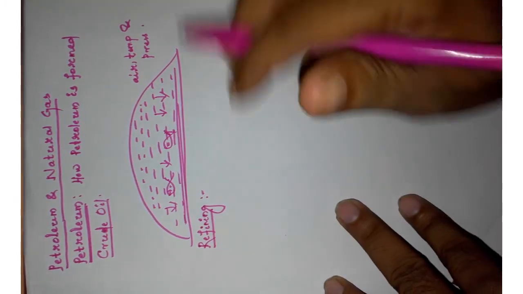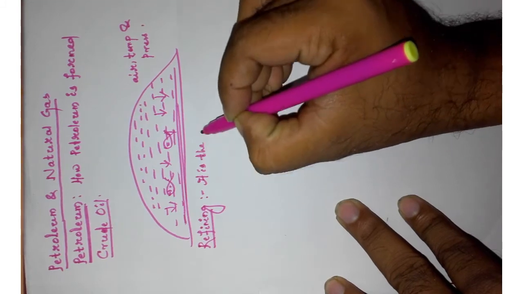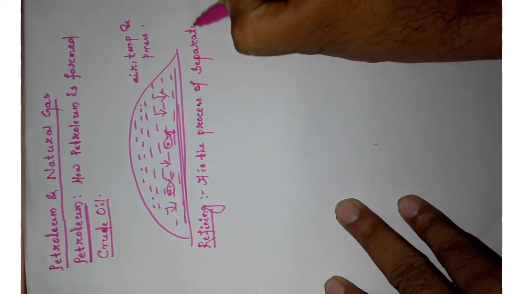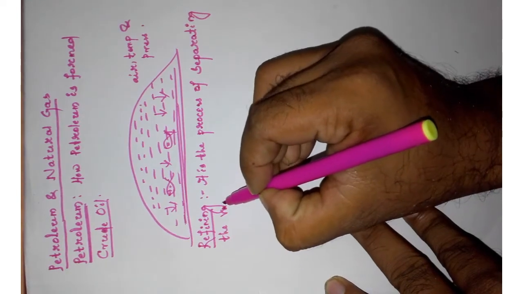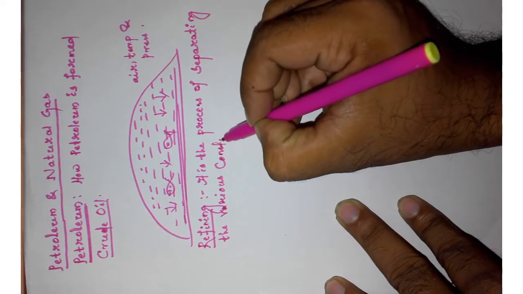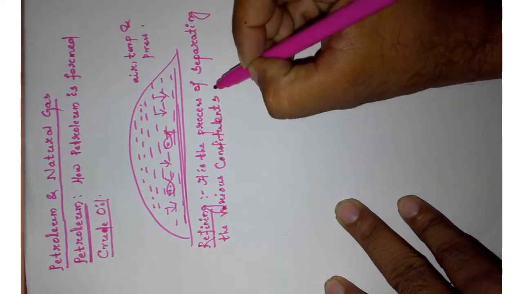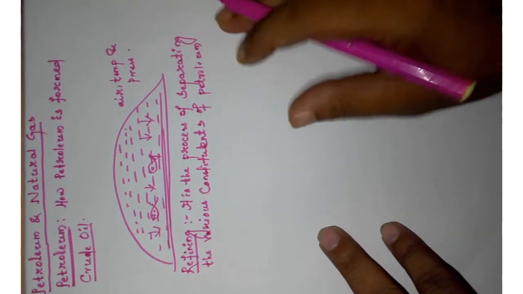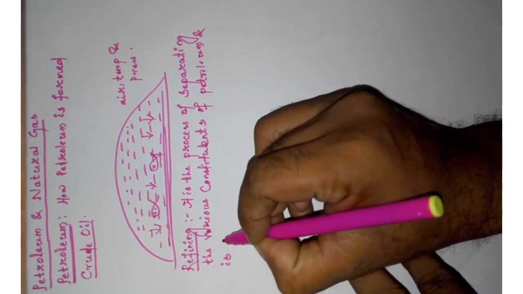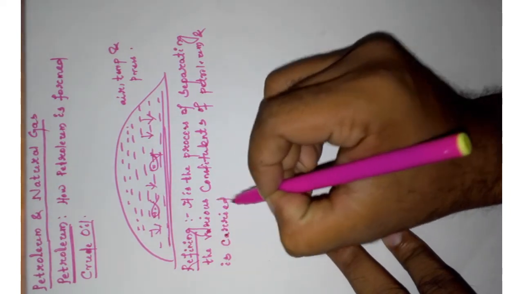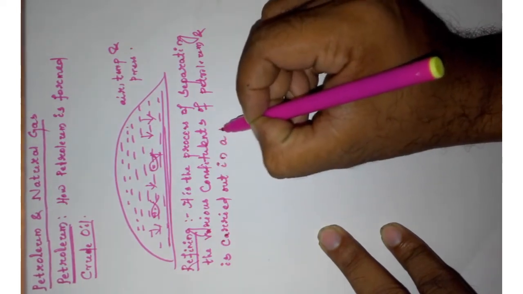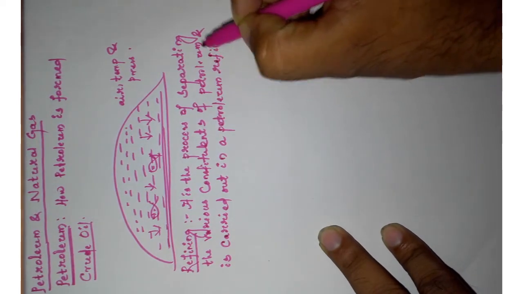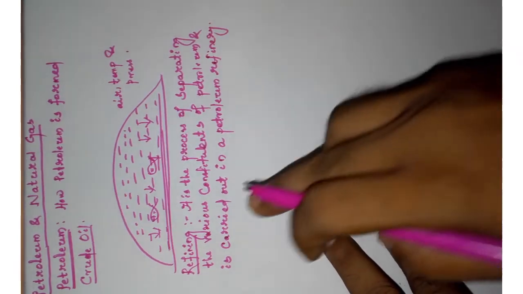So what is the definition of refining? It is the process of separating the various constituents of petroleum and is carried out in a petroleum refinery. That process is known as refining.